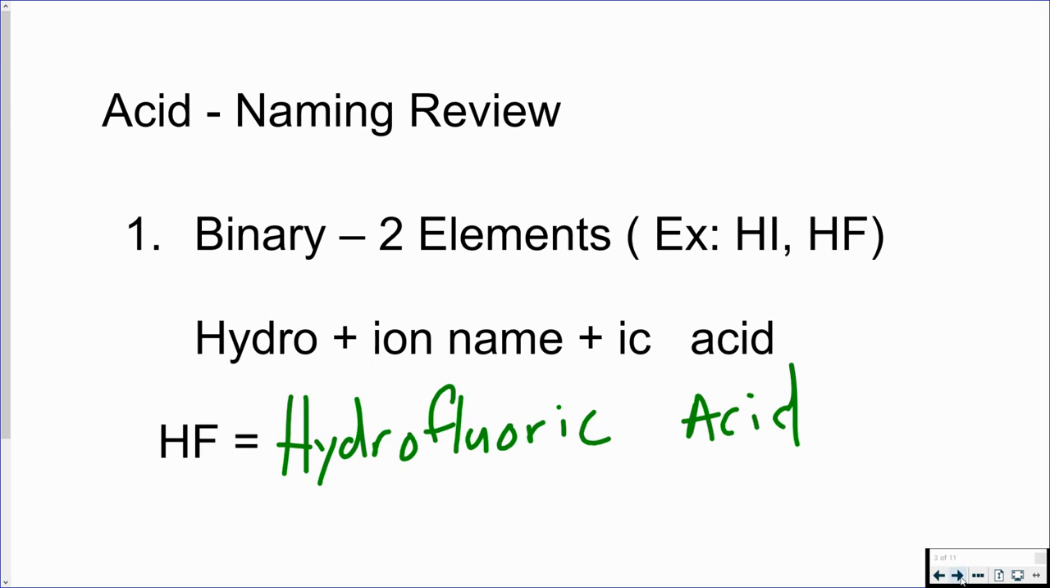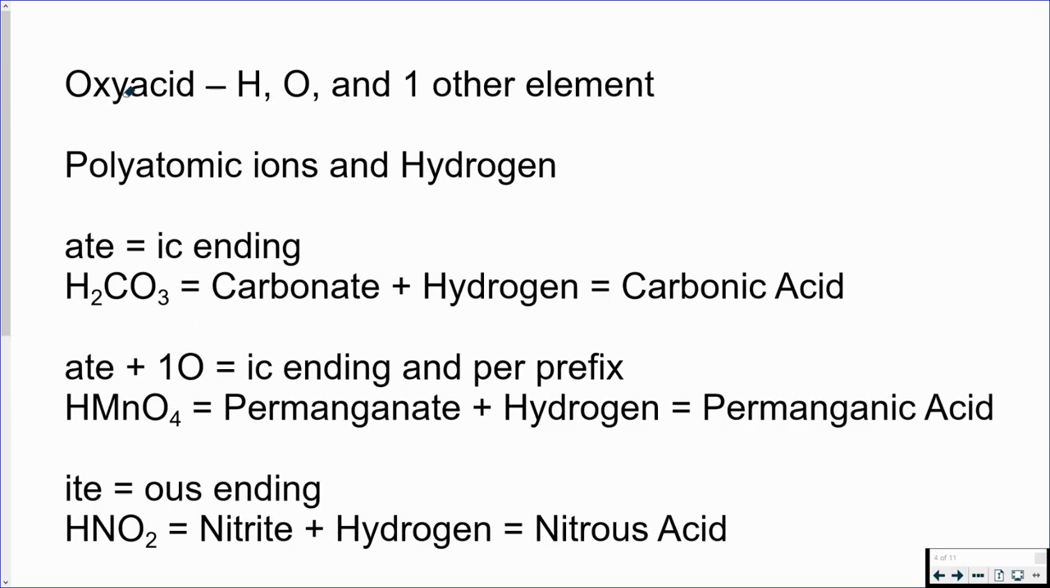This is binary. There are oxyacids. So these are the ones that are polyatomics from the back of our periodic table. They have another element plus a bunch of O's. If it's an ate, like carbonate plus hydrogen gives you carbonic acid. Remember, I ate something icky, so it goes from ate to ic.